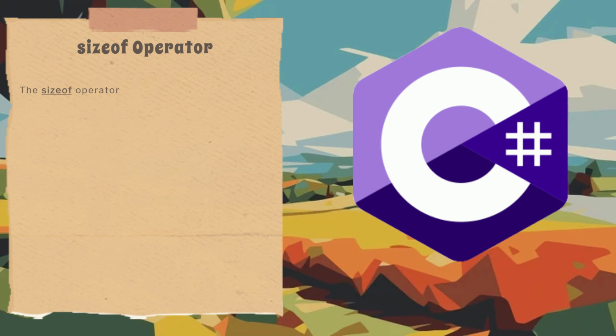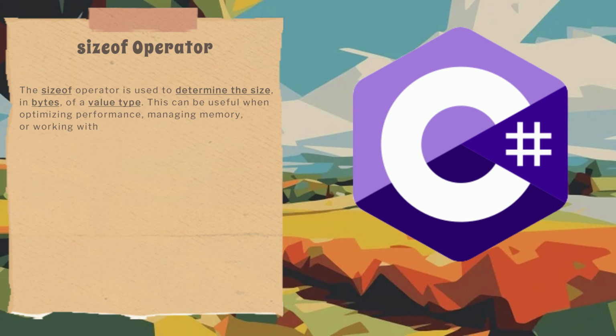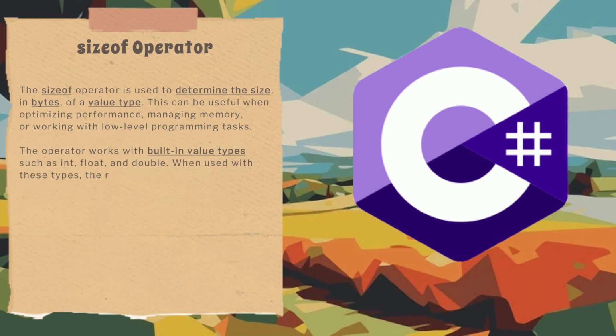The sizeof operator is used to determine the size, in bytes, of a value type. This can be useful when optimizing performance, managing memory, or working with low-level programming tasks. The operator works with built-in value types such as int, float, and double. When used with these types, the result is a compile-time constant.